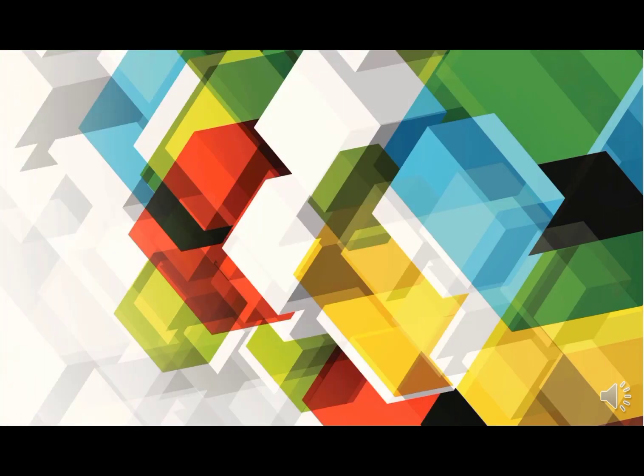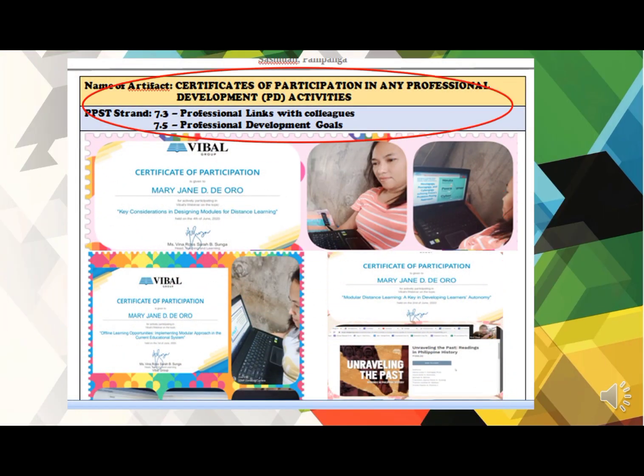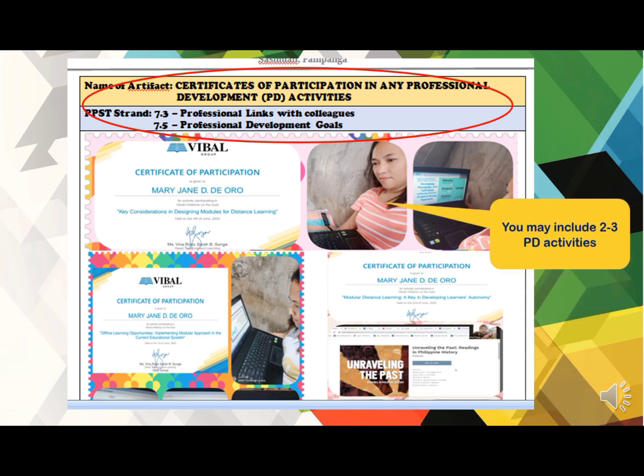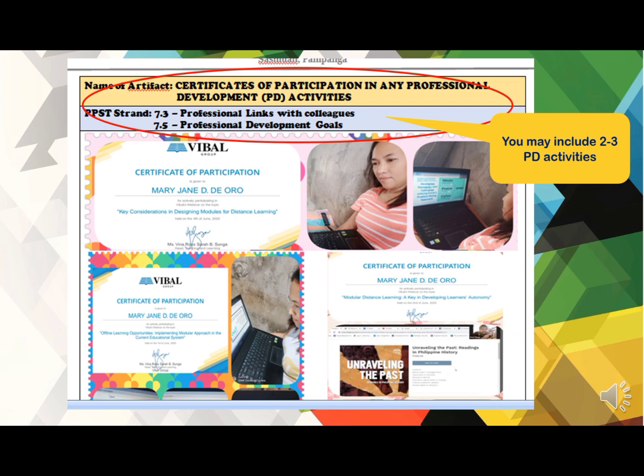For our next required artifact, we have certificates of participation in any professional development or PD activities. 7.3, professional links with colleagues. 7.5, professional development goals for our PPST strand. You may include 2 to 3 PD activities.